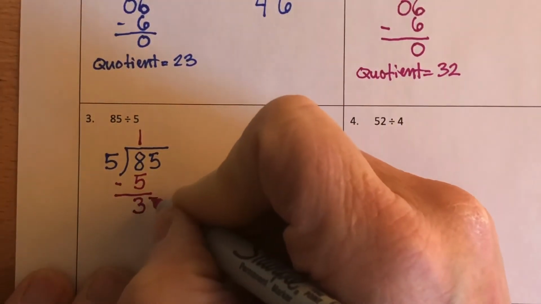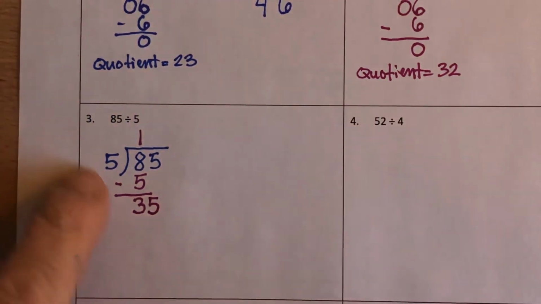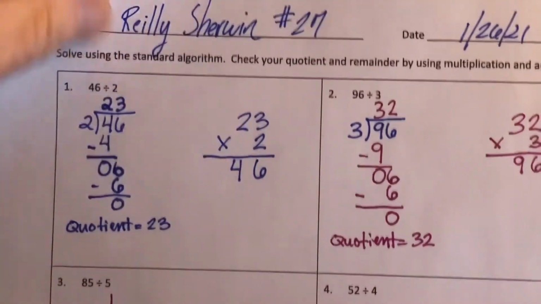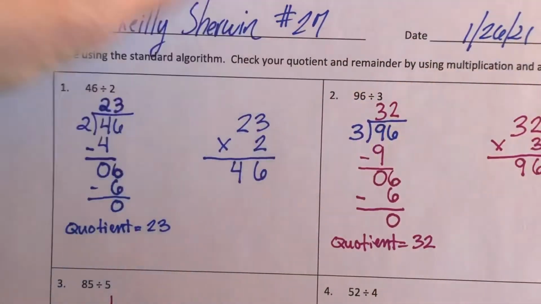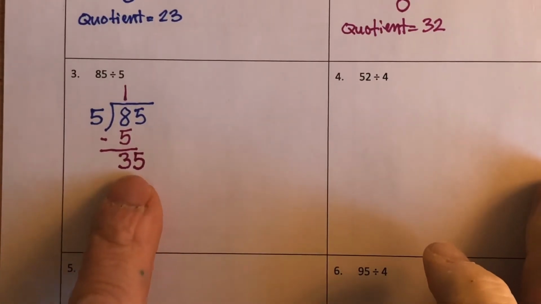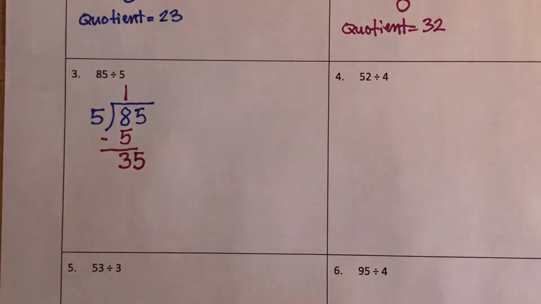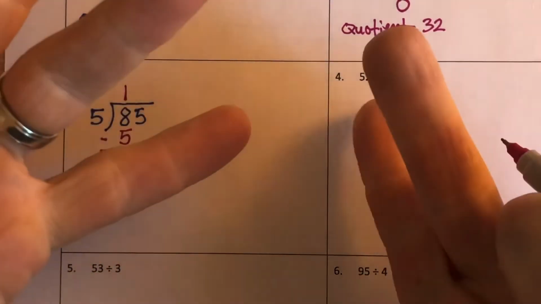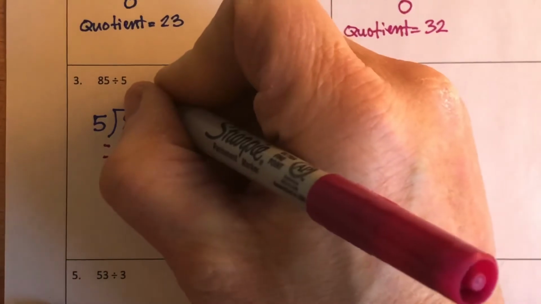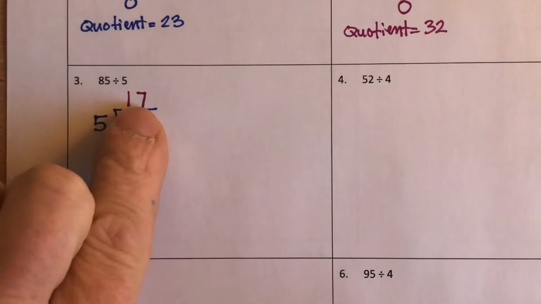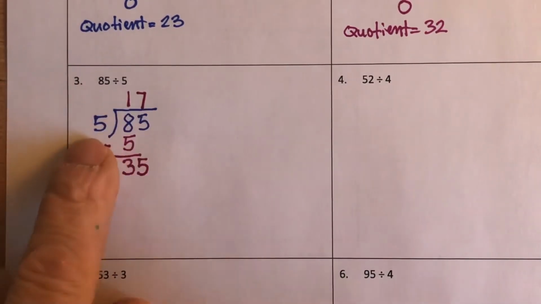Now I bring down my 5 right here. So I ended up with 35. So up here on these top ones, remember I had zeros there and 0 here. Well, now we see why we need to bring that 5 down, and we see that we have 35 here. So 5 fits into 35. How many times? Well, we can count by 5s to see how many. 5, 10, 15, 20, 25, 30, 35. I counted to 7. So I put my 7 in right there at the top. 5 fits into 35 7 times. Okay? 7 times 5 is 35.